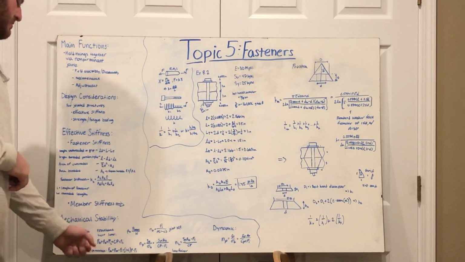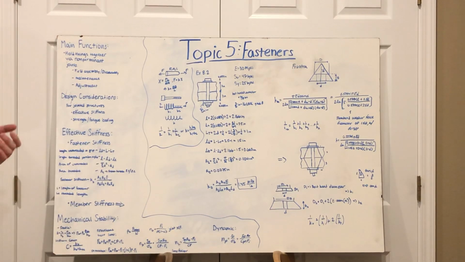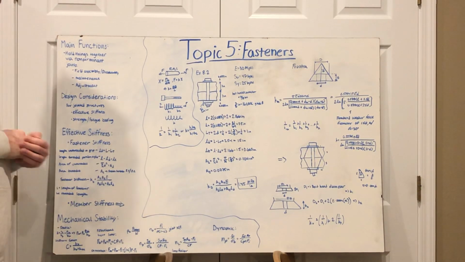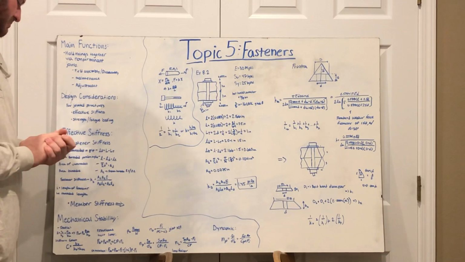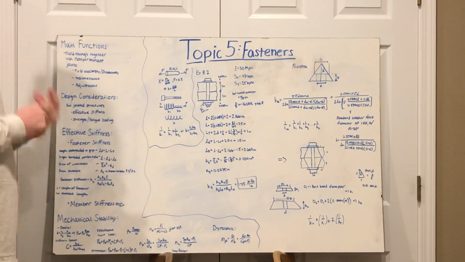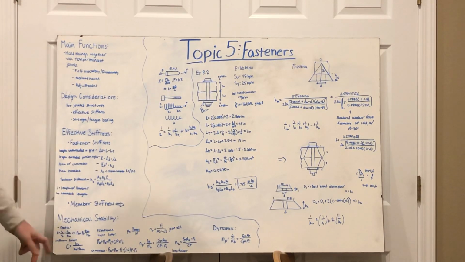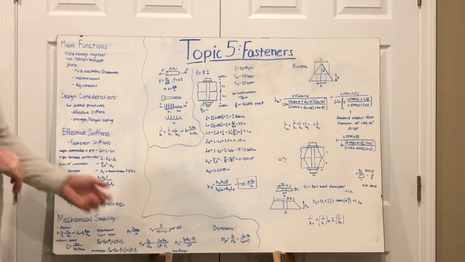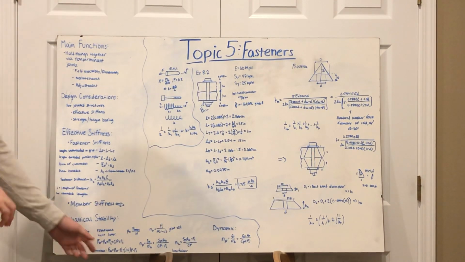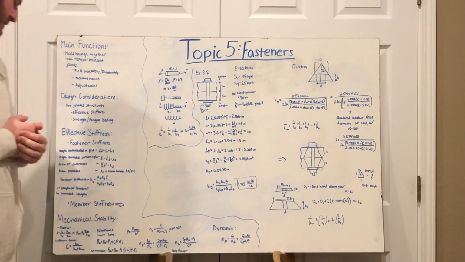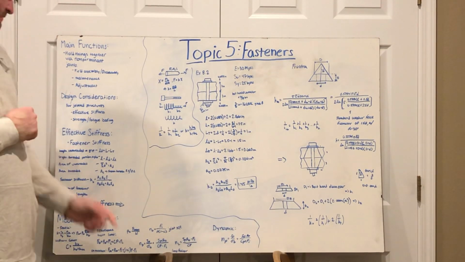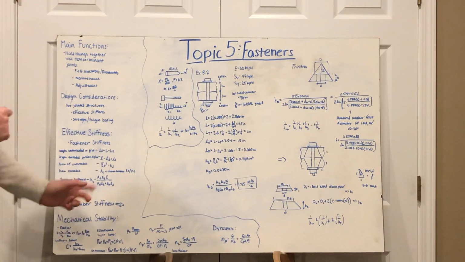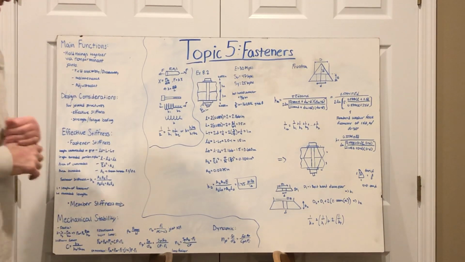Now, we also need to know about resultant bolt loading. So our FB is going to be equal to our PB plus Fi, which equals C, our stiffness constant, times force P, plus Fi. And on members, something similar: Fm equals Pm minus Fi, which equals 1 minus C times P minus Fi.